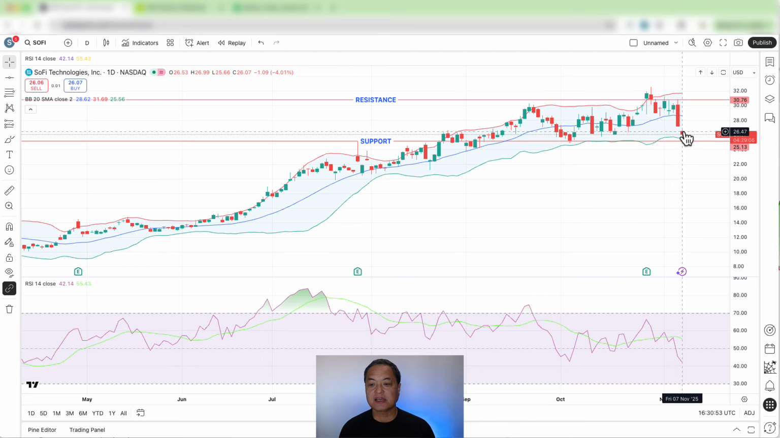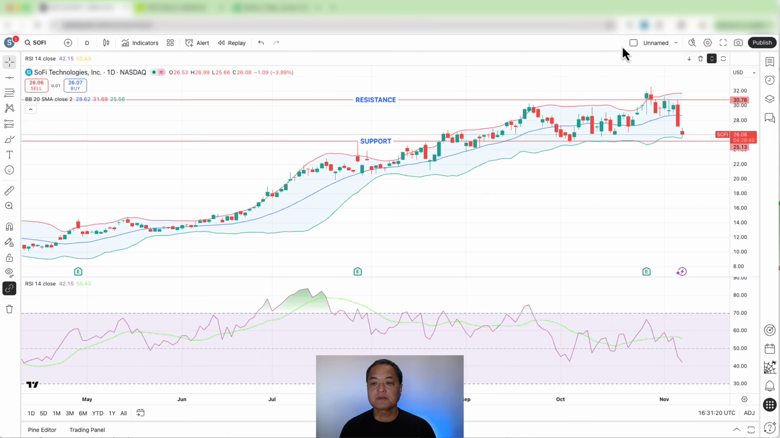So in this particular case, we see that the candle is red, so today the stock price is down. It's approaching the support level, which is good. And if we look at the RSI, it's right around 42. So there are a lot of good indicators telling me that this might be an opportunity for me to sell a cash secured put using SOFI.